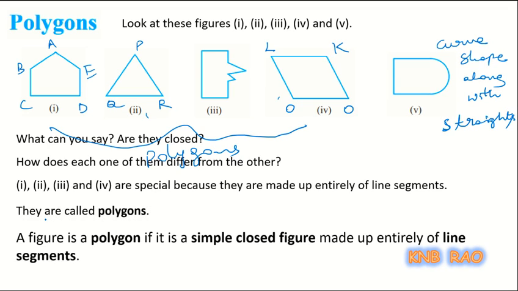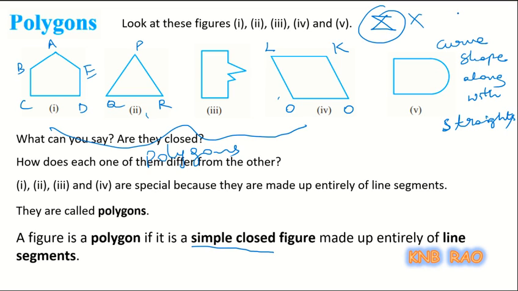Now you can note down the definition of a polygon. A figure is a polygon if it is a simple closed figure made up entirely of line segments. Remember children, this word simple is also very important. They should not be non-simple. They should be simple. Understood? You may say, sir, I have 1, 2, 3, 4, made with only line segments. Is this a polygon? You may ask me. You say, no, this is not. Understood? Because it is crossing itself.